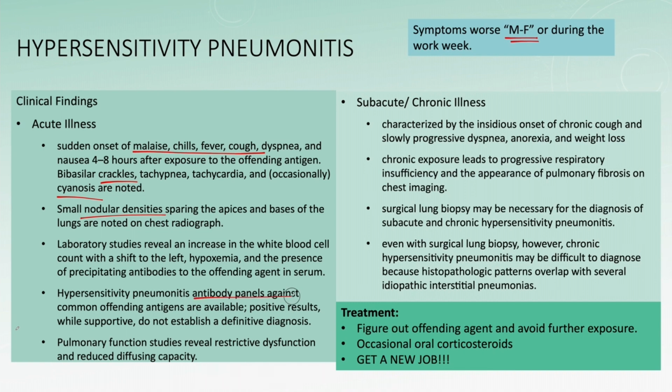There are some antibody panels you can get, and PFTs show more restrictive lung disease. And that's really for the acute illness. Remember, most of them have this acute and subacute, more chronic illness. Like we mentioned, biopsy is necessary. Chronic exposure, progressive respiratory insufficiency, fibrosis in the lungs. Same kind of pathophys that we're seeing over and over again. All right, and treatment. Well, you got to figure out what it is that's causing it first. You can occasionally use oral corticosteroids, but the big thing is, sorry to say it, got to get a new job.